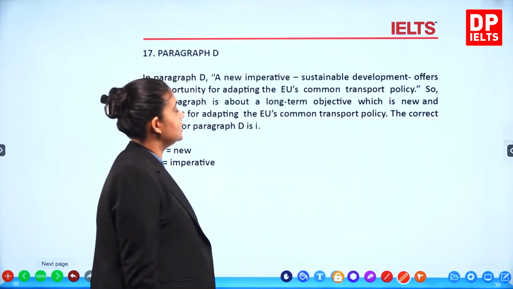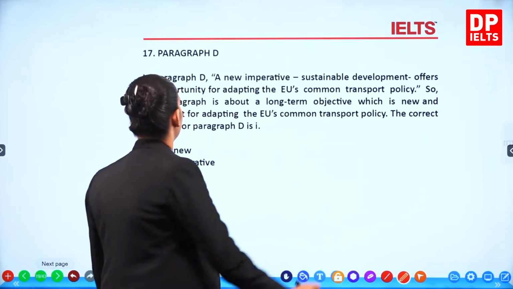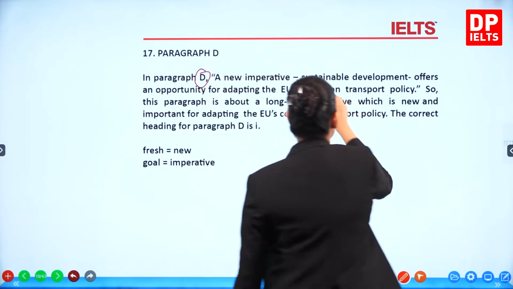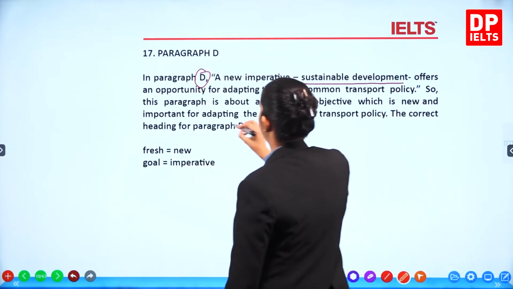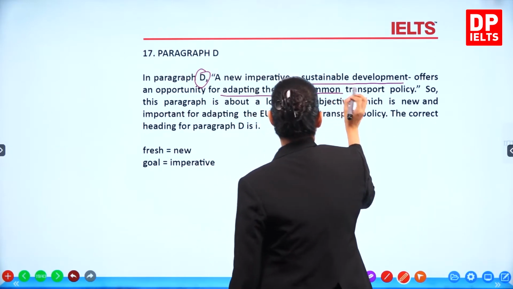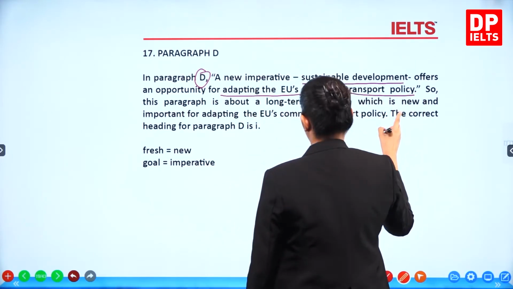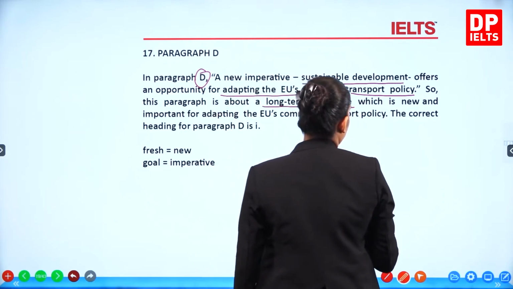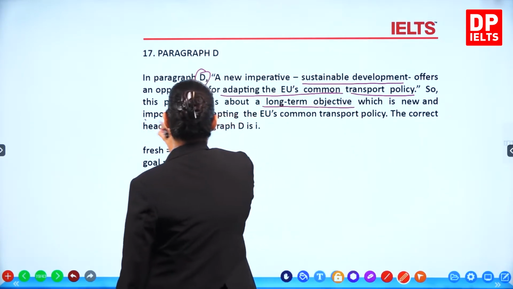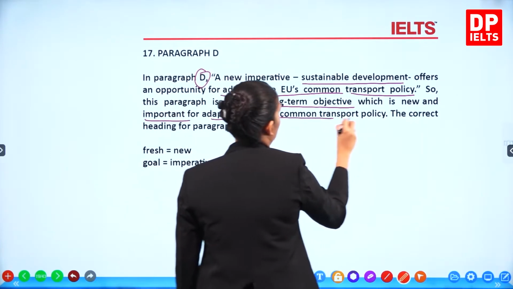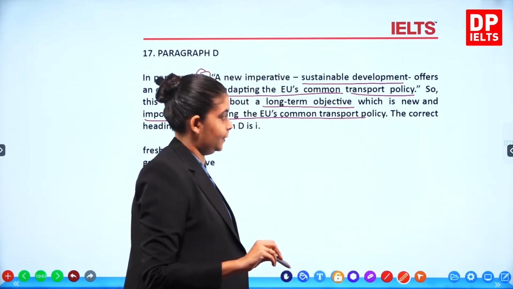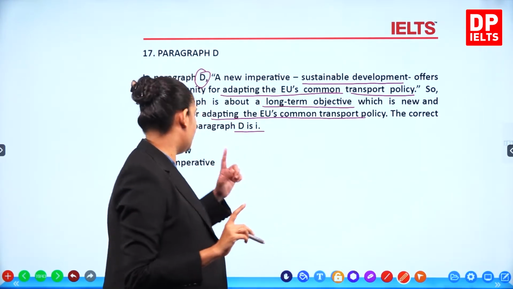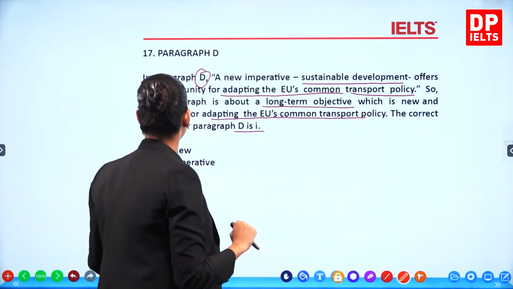Question number 17, para D. A new imperative, sustainable development, offers an opportunity for adapting the EU's common transport policy. So this paragraph is about a long-term objective which is new and important for adapting the EU's common transport policy. The correct heading definitely for para D is number 1. Okay.